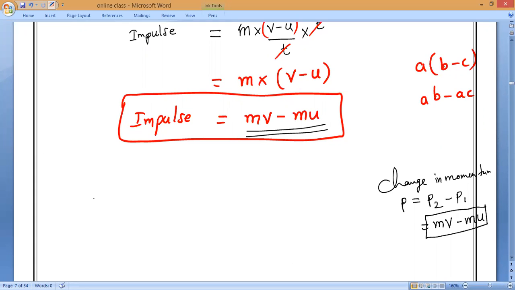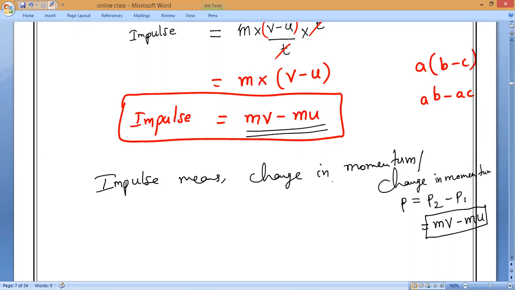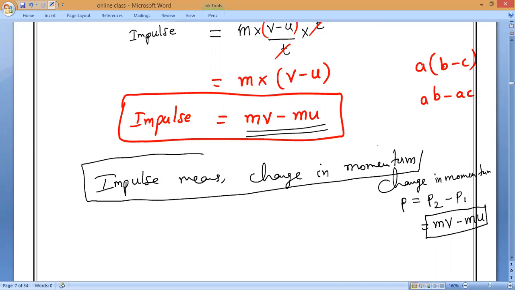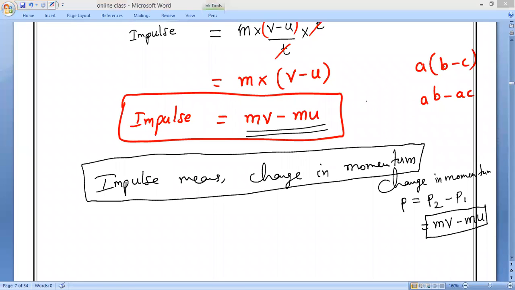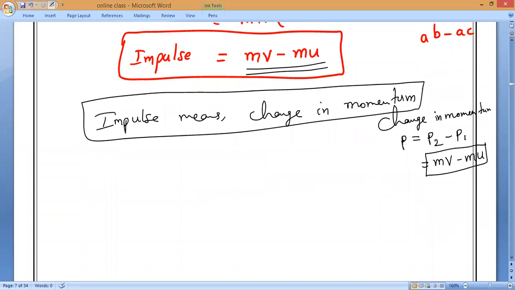Impulse means what? What do you mean by impulse? Impulse means change in momentum. That's all. We went to the same thing. Do you notice that, everybody? Kaushik, are you writing it down or not? Have you understood, guys? Everybody? Yes or no?